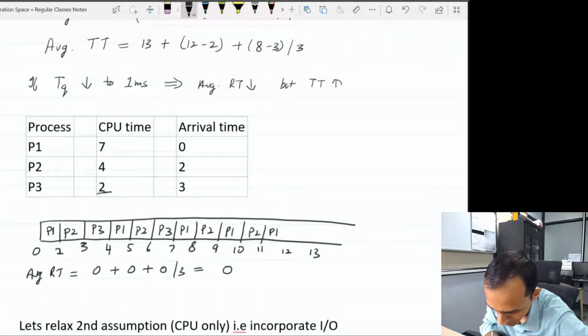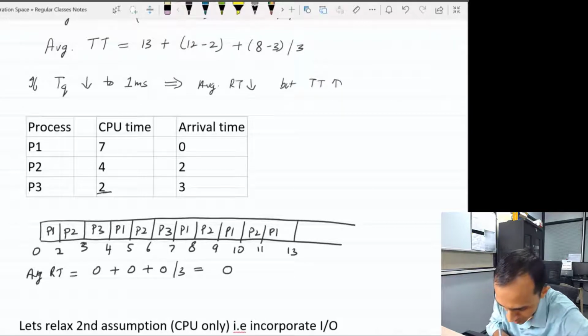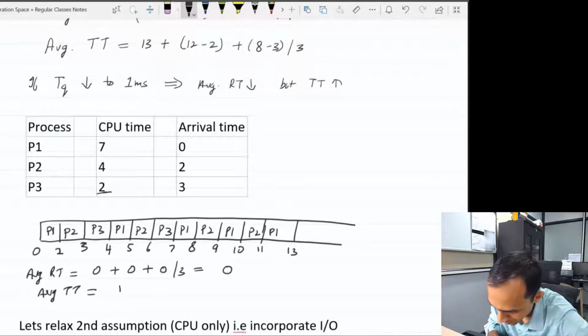P1 took 2, 3, 4, 5 and 6 and 7. Okay. So P1 will finish by 13. So in that sense now the average turnaround time: P1 is 13, P2 finished at 9. So 9 minus 2. No, P2 finished at 11 minus 2 and P3 finished at 7 minus 3.